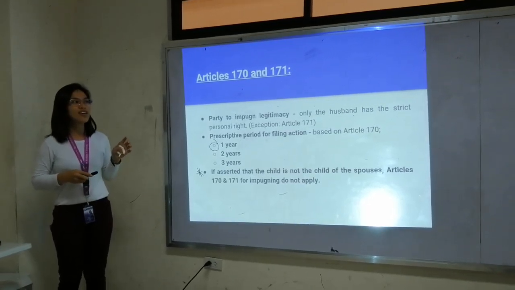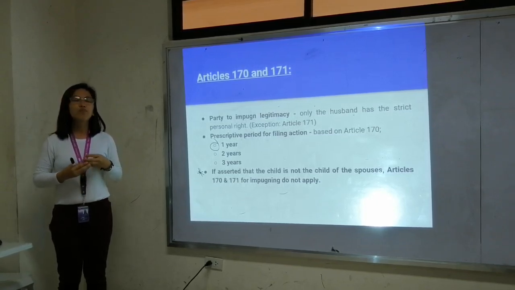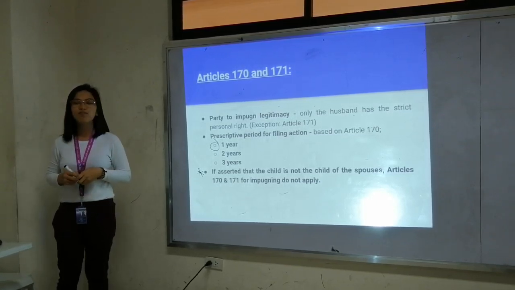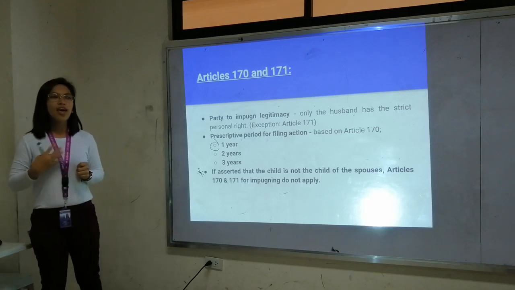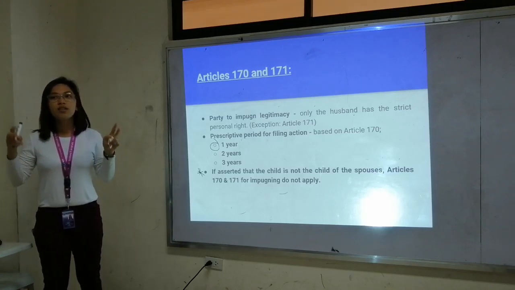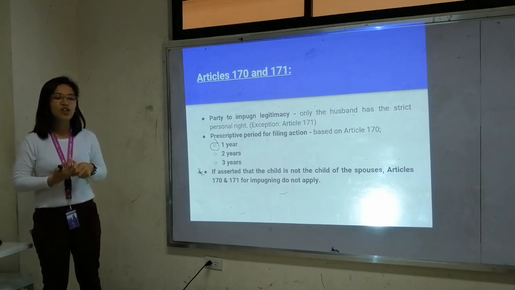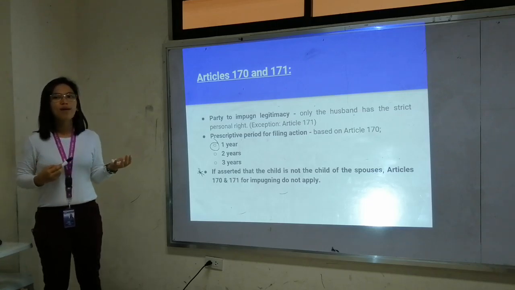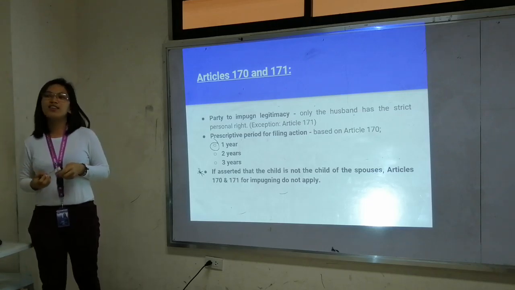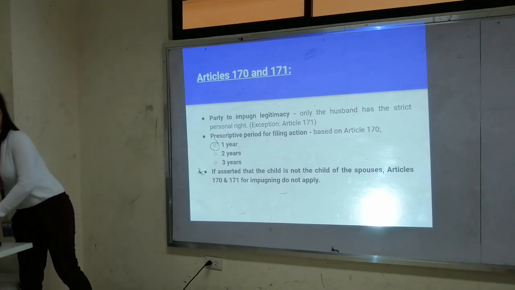But since it should not be collaterally attacked, the Supreme Court did not accept the testimony of the two siblings, because it should be the father or the heirs if the father already died. But since their father simply stopped showing up, just suddenly disappeared but is still alive, his siblings still cannot collaterally attack. So, that's all. Thank you.